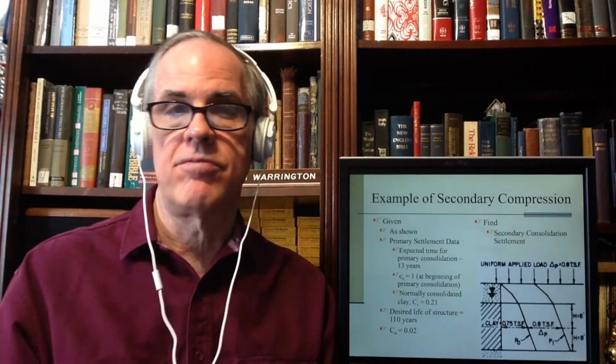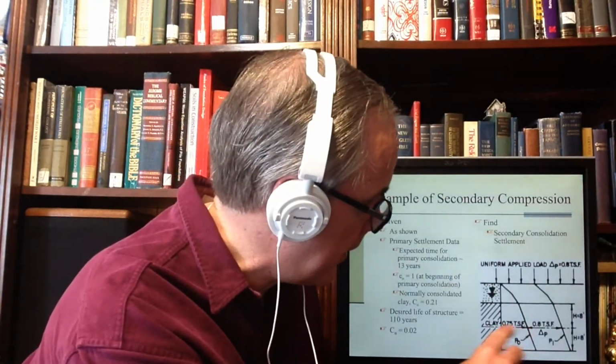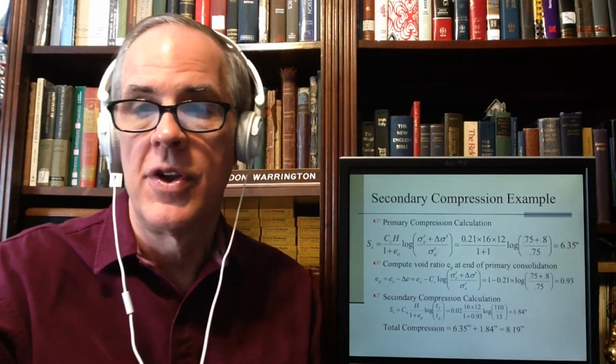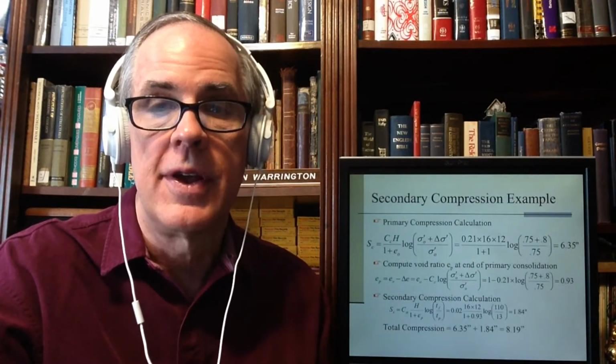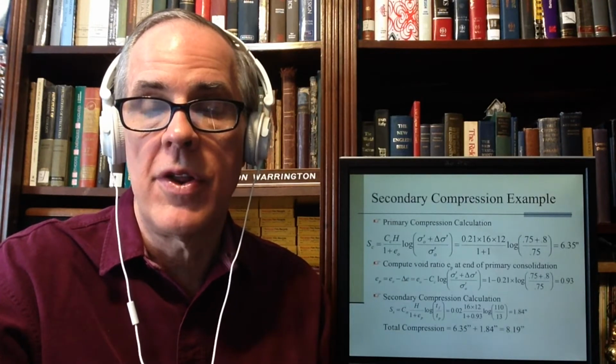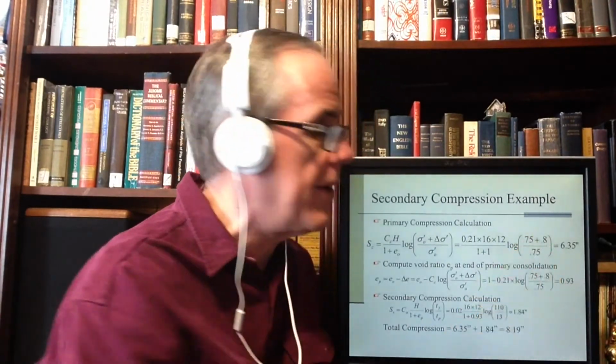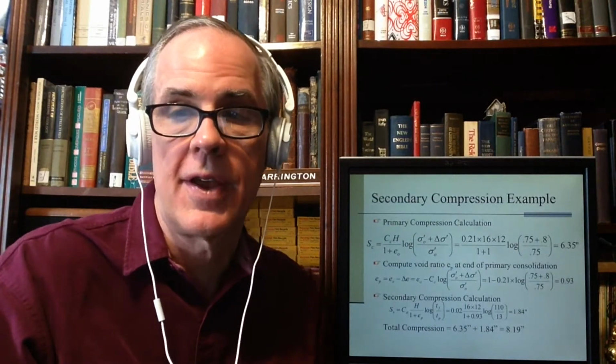The clay has an initial effective stress of 0.75 TSF. And we'd like for this structure to be where it is for 110 years. So, we say C sub alpha is 0.02. Find the secondary consolidation settlement. First thing I have to do is run through the calculations for primary, and you need to go back through this and make sure that you understand what's going on here. Notice that 0.75 is the initial effective stress, 0.8 is what I add to it. Every other calculation is the same, and Cc is given to you earlier, 0.21. You do all the calculations, you come up with a primary consolidation of 6.35.